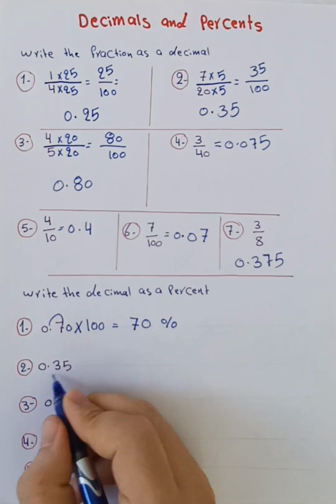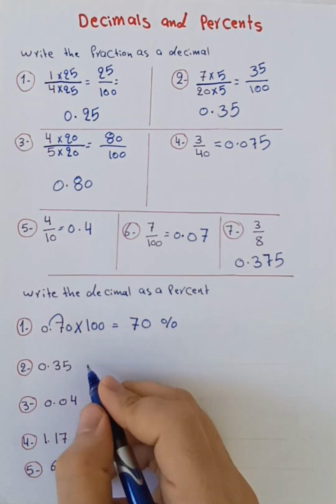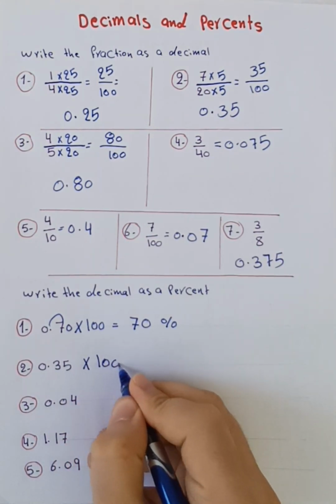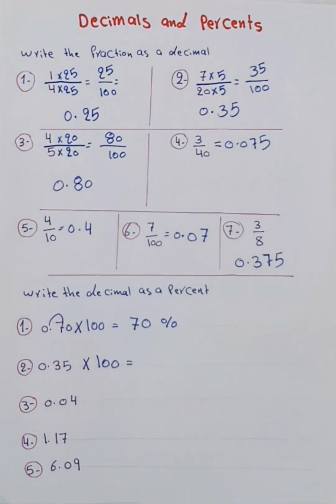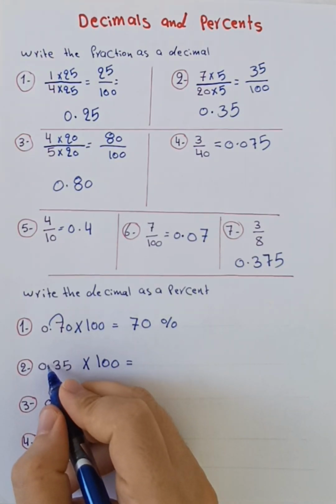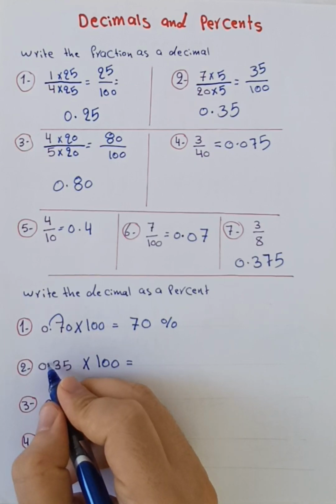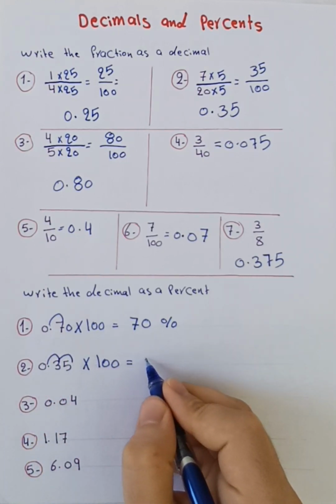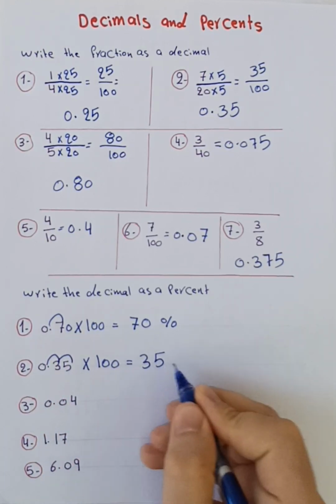Example number 2, we have 0.35. We have to multiply by 100. The decimal point moves 2 steps to the right side. 1, 2. Equal to 35%.